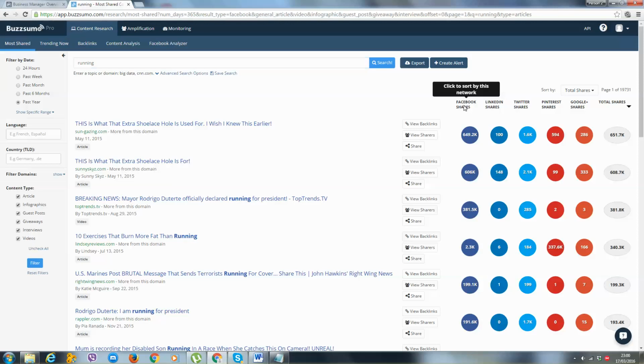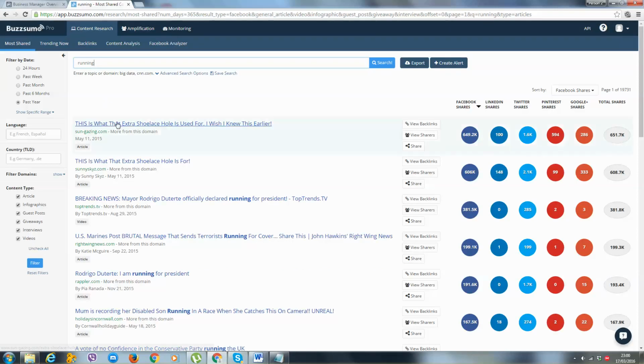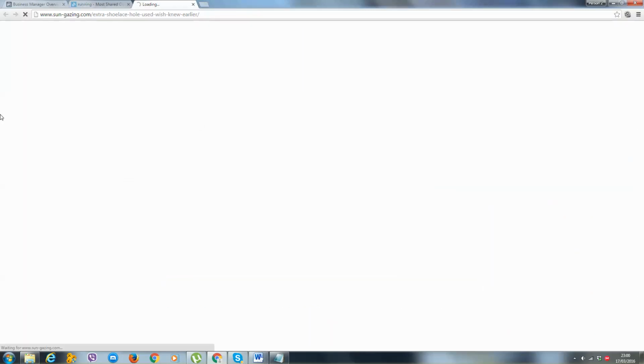Okay, Facebook shares. This is what the extra shoelace hole is used for. I wish I knew this earlier. Okay, this is actually targetable. You can actually target people with this one. Let's click on it. Let's just see what it looks like.